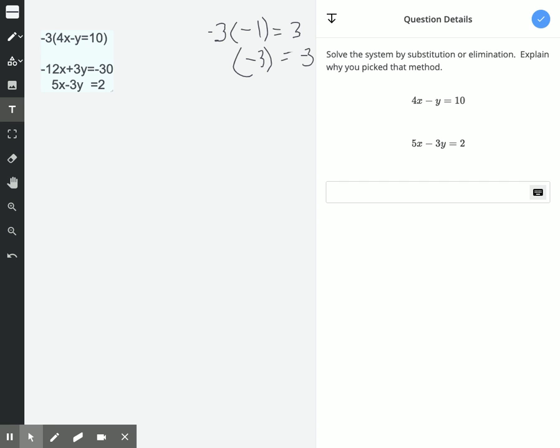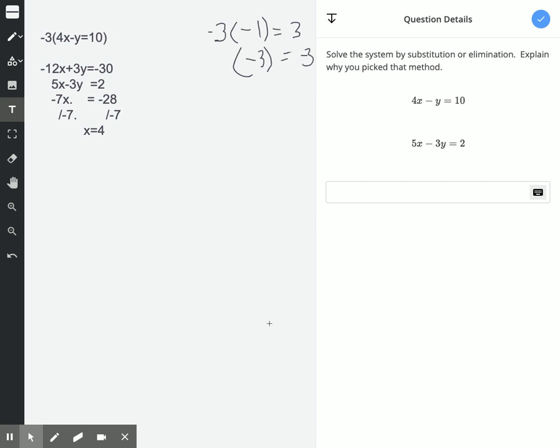So now my y's do indeed cancel, and I'm left with -7x equals -28. And now I'm going to divide by -7 to get x by itself. I'm going to divide by -7 because if I did it to the left side, then I need to do it to the right side. And I get x equals 4.